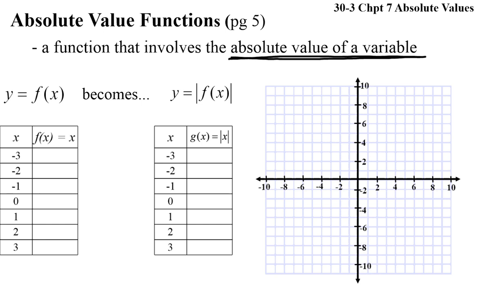And an absolute tells us that everything is going to be positive. So we're looking at these saying we cannot have a negative part to this graph. So let's take a look. This first example is saying that we have y is equal to f at x.